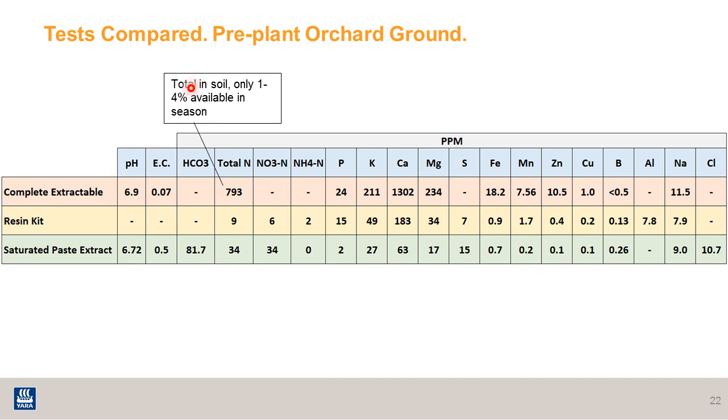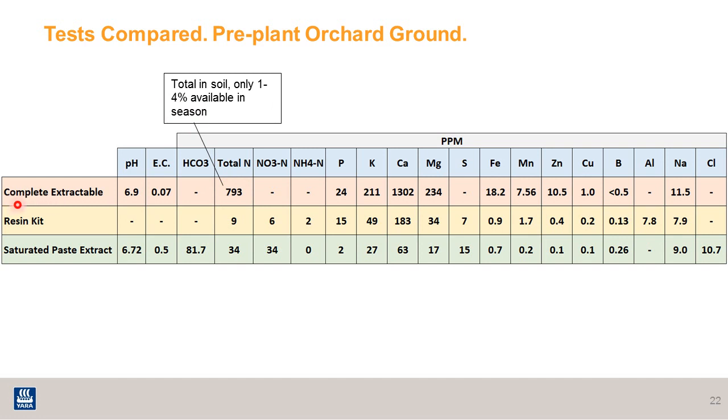But looking up some literature, the way you can know how much nitrogen you actually have available for the plant that season is basically between 1 and 4% of that number of total nitrogen in the soil. And in this case, when we look at the saturated paste extract, it gave me the number of 34. It tells me that I have 34 ppm of nitrate nitrogen in the soil, which comes out to be exactly about 4% of this number here, so that is fairly accurate.